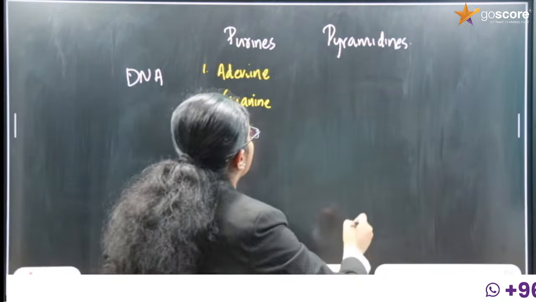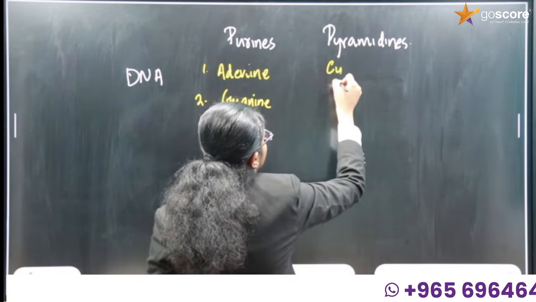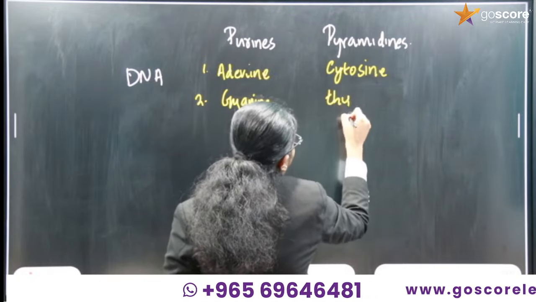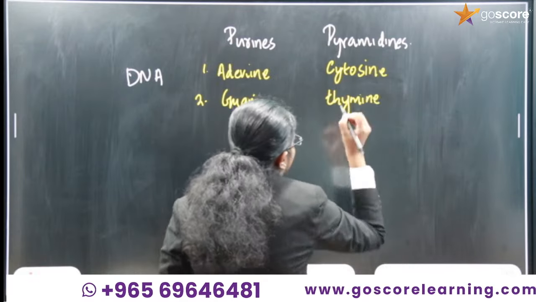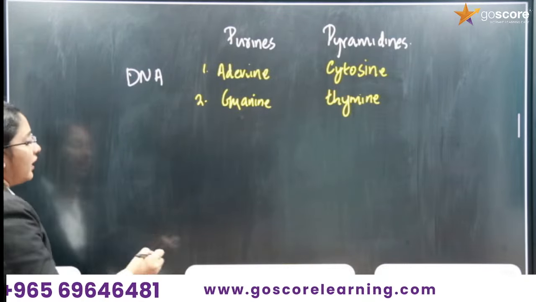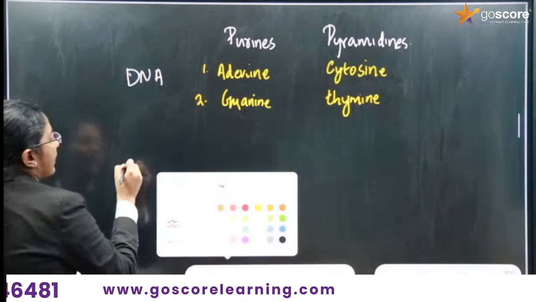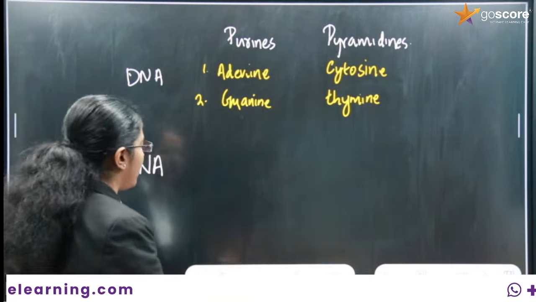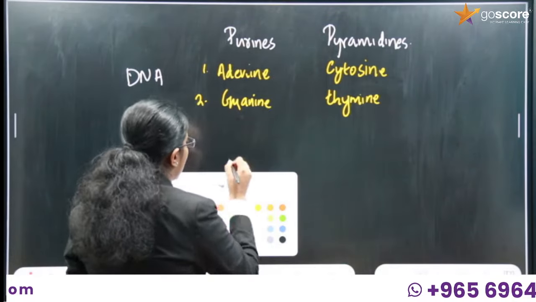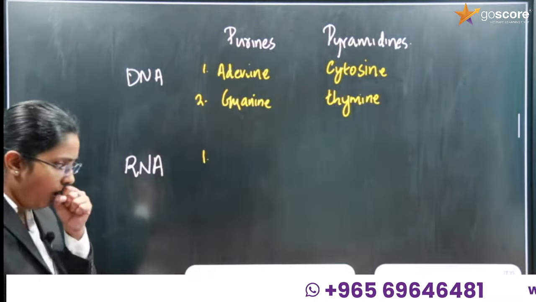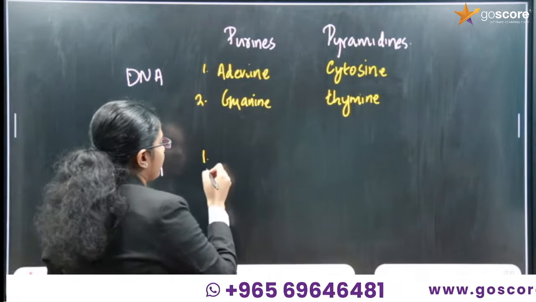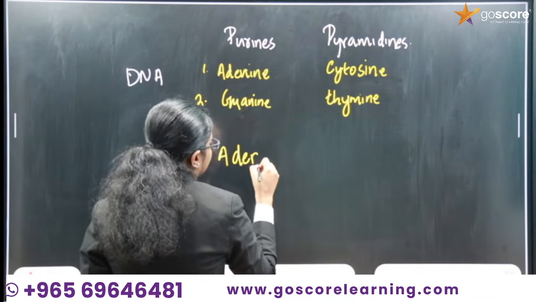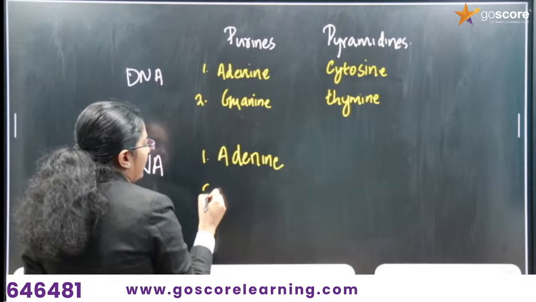Next, if you are considering the pyrimidines, what are the pyrimidines present? It is cytosine and thymine. Cytosine and thymine. Okay, next one is RNA. What are the purines present in RNA? The same thing, there is no change. First one is adenine. Then the second one will be guanine.